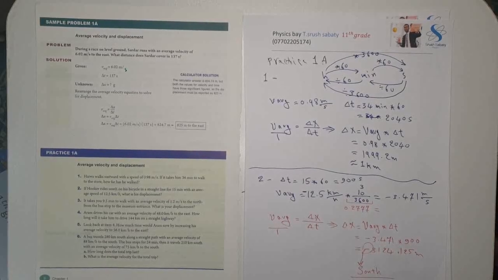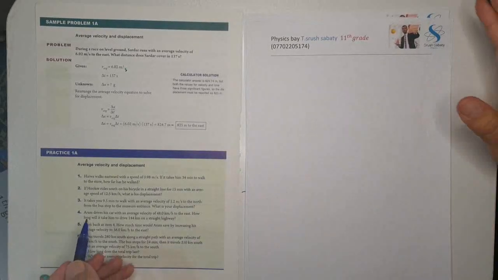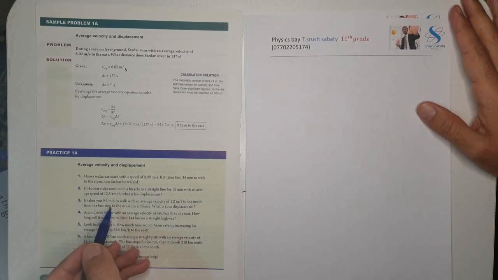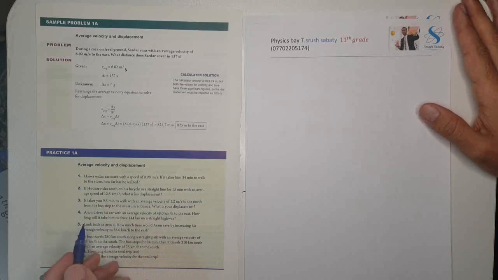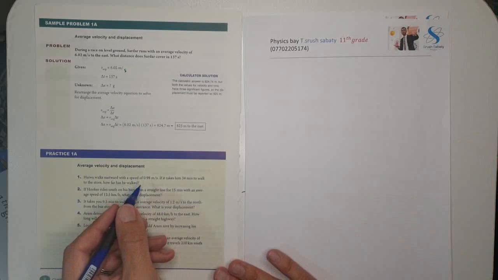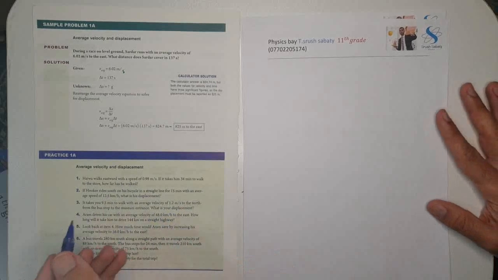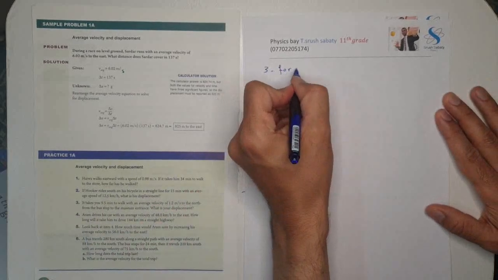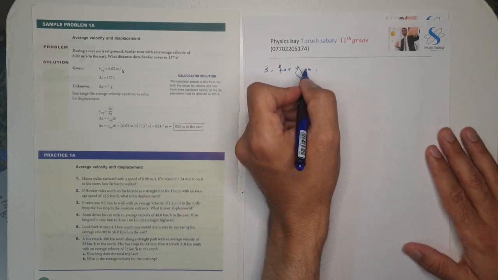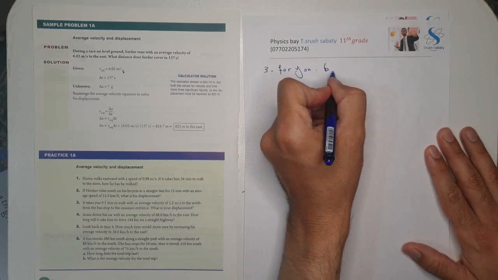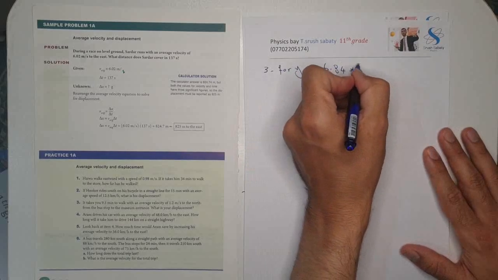What about 3? It takes you 9.5 minutes to walk with an average velocity, the same as the example given. This number 3 is for you. You can solve it as homework. The answer is 6.84 times 10 to the power of 2 meter.